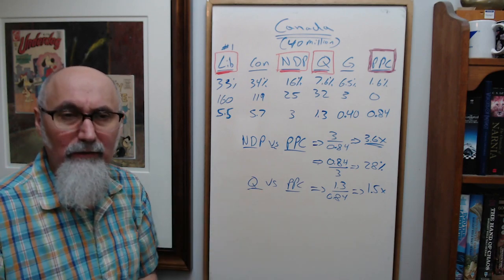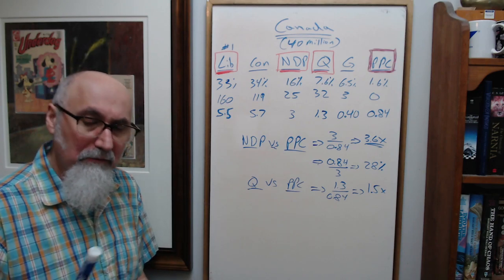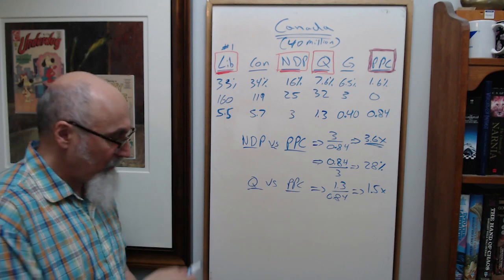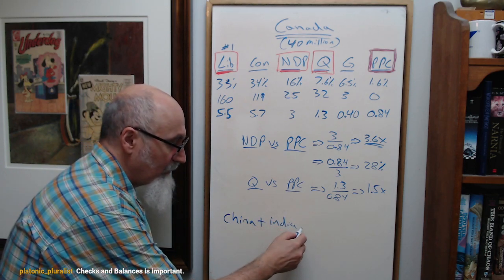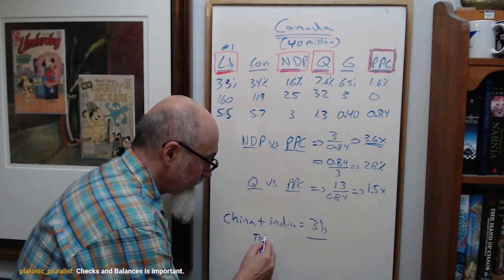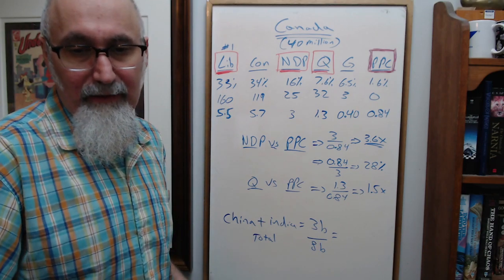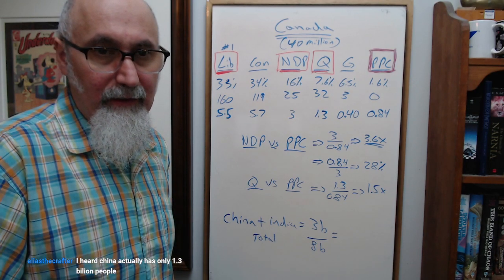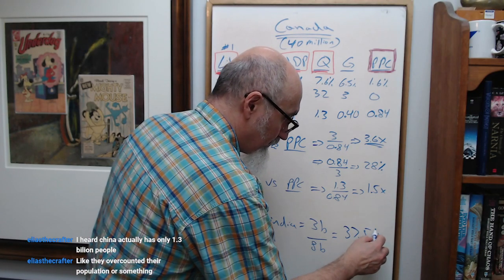Just take it on a global scale, right? So for example, right now China has 1.5 billion people, India getting close to 1.5 billion people. There's like 8 billion people in the world, right? So China plus India control 3 billion people. Total population in the world, 8 billion. 3 divided by 8, what percent? That's 37.5% of the world, right? 37.5% of the world.